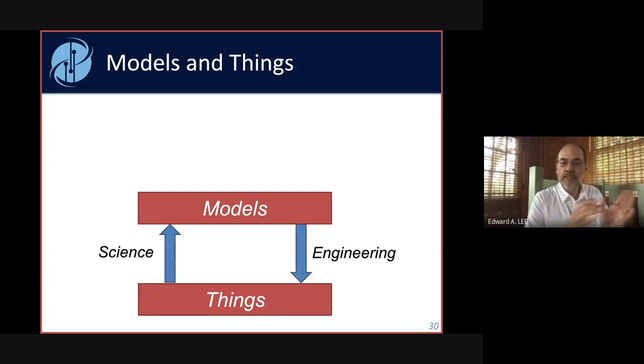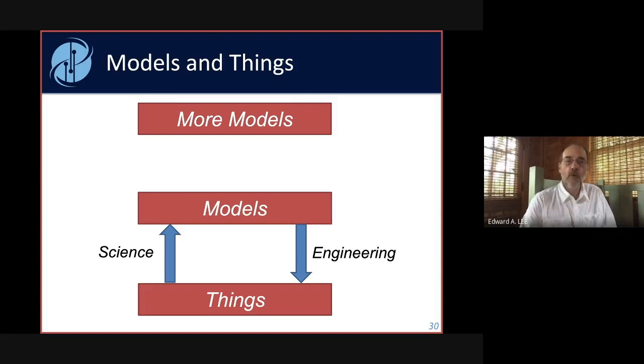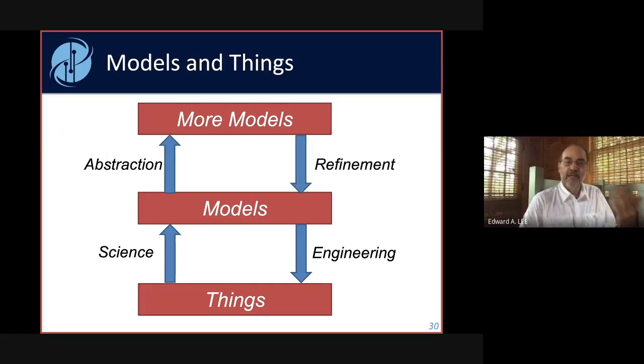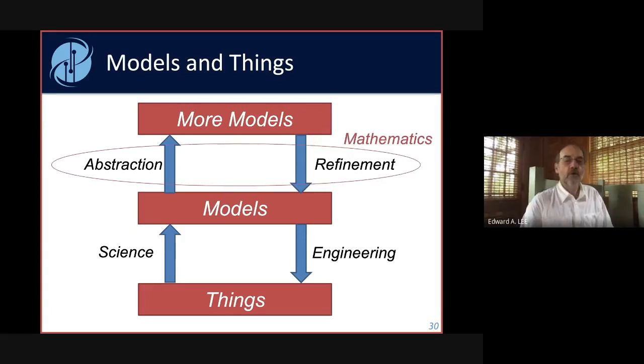If we're focused on the engineering side, we're trying to build things that match the models. Now, of course, we don't typically work with just one model. We're often working with more models. And in fact, these more models will be related to our previous models through, for example, abstraction and refinement. So I might take a model that's a more abstract version of a system or a more refined version of the system. And the relationship between models is always a mathematical relationship, and really neither science nor engineering, but rather mathematics.